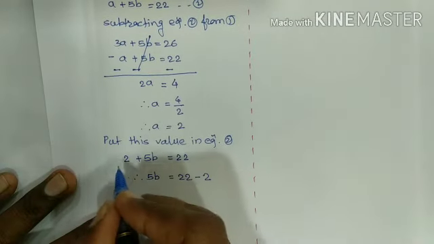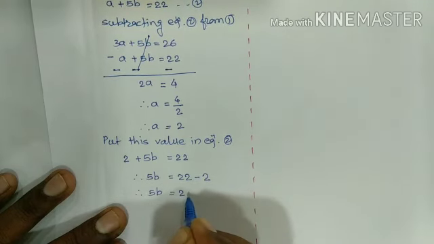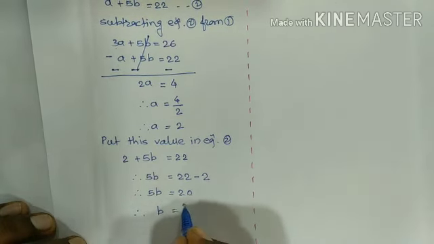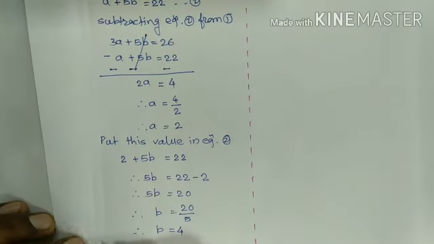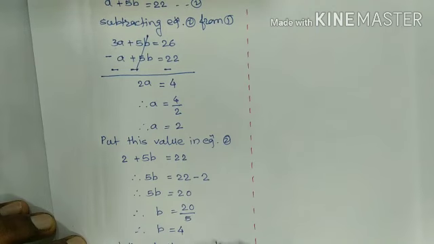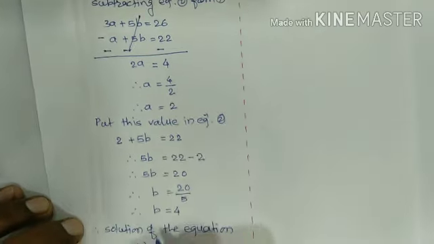minus 2. Plus 2 changes side and becomes minus 2. Therefore 5b equals 20, and therefore this is 5 into b, b equals 20. The 5 changes side and becomes divide by 5, and therefore b equals 20 by 5, 5 fours are 20, and therefore the solution of the equation is a comma b equals 2 comma 4. Here 2 and 4 are the solution of these equations.